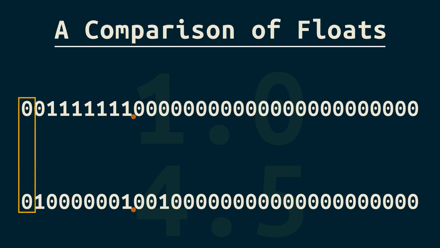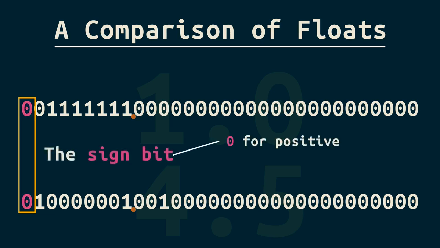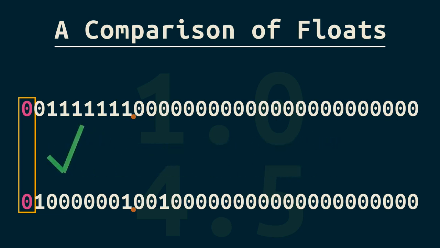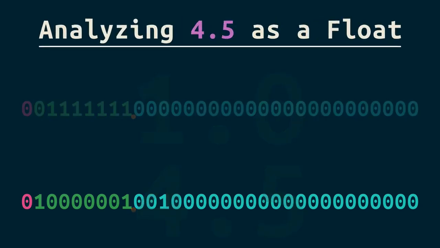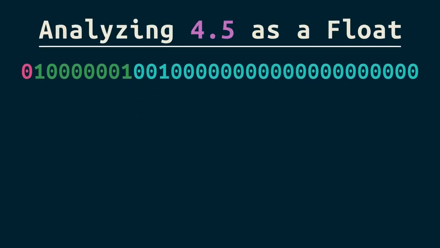The first bit's the same. If you've studied binary integers, you might know what this first bit does. It's the sign bit. 0 for positive, 1 for negative. So that's one bit we understand. Only 31 more to go. Sounds like a lot, but it's only 2 pieces to understand. Let's focus on the 4.5. We'll get back to 1.0 after we understand each part.